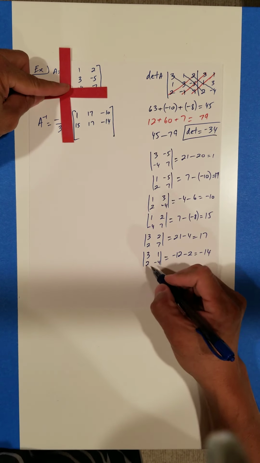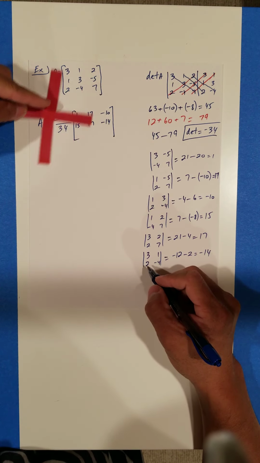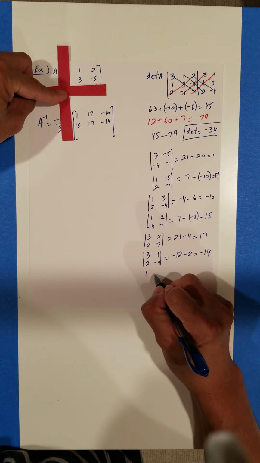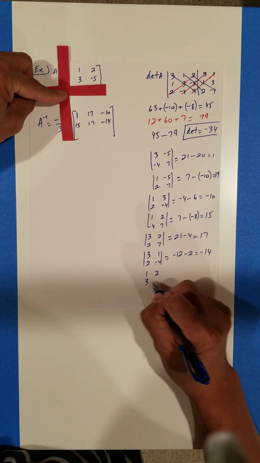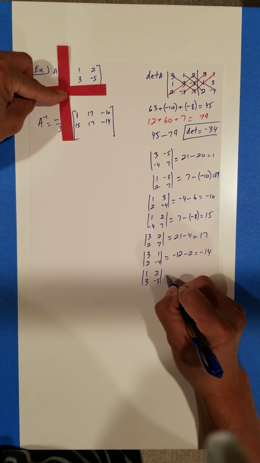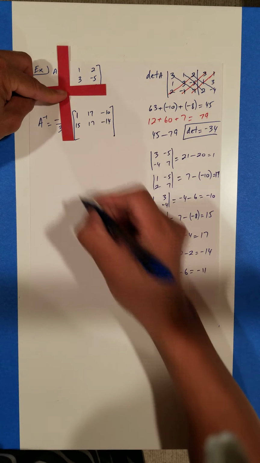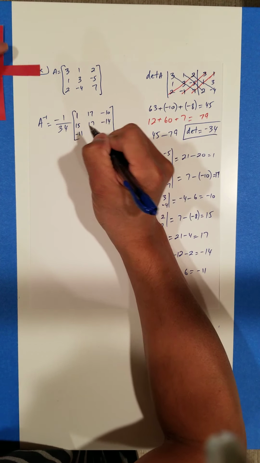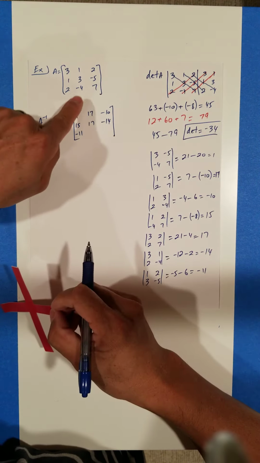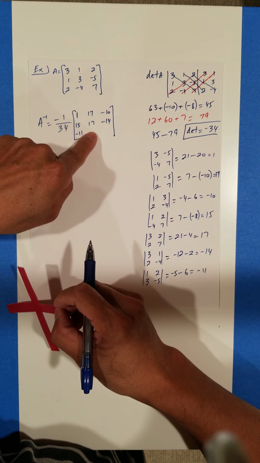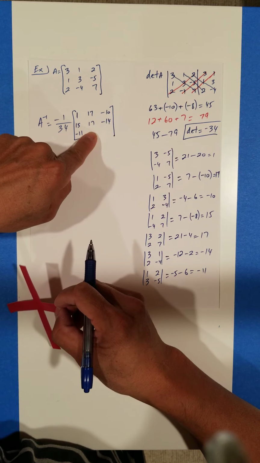So let's see. When I cover up the row and column of 2, I have 1, 2, 3, -5. So here you get -5 minus 6, -11. So I put that here, -11. So whatever element you cover up, that's where you put the determinant of the 2 by 2.